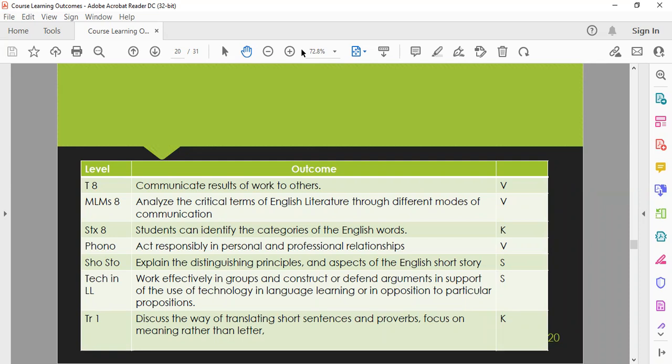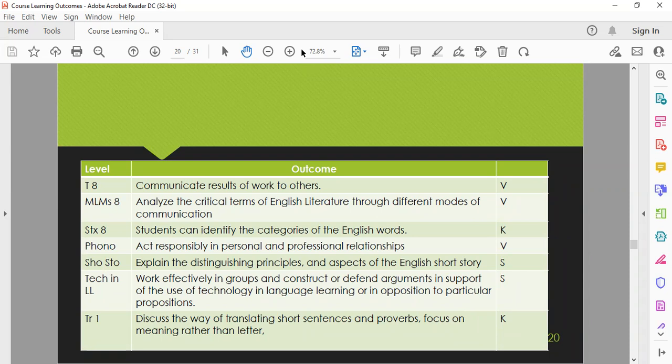Okay, for the short story, explain the distinguishing principles and aspects of the English story. This is a skill. What do you think? Is it a skill? Explain the distinguishing aspects. Where should it go? Doctor, I think it should be under the knowledge domain, maybe? Right, yes. Because of the verb explain. Right, explain. Thank you so much.